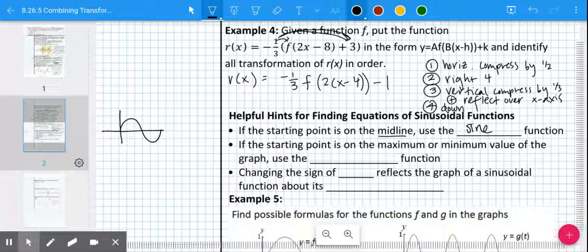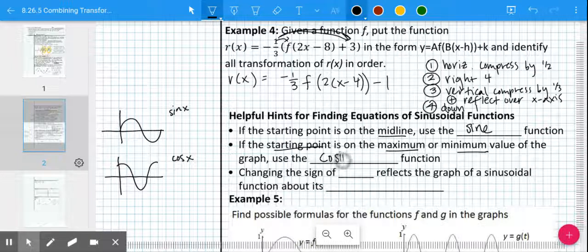That's 1 period of sine. Our cosine function always starts at the top. That's our cosine function. So here's sine of x and here's cos of x. If instead the starting point is on the max or minimum value, if it starts at the top or the bottom, that's when you would want to write a cosine function. Then you don't have to deal with shifting.